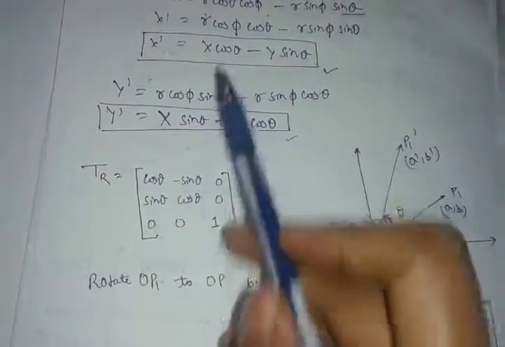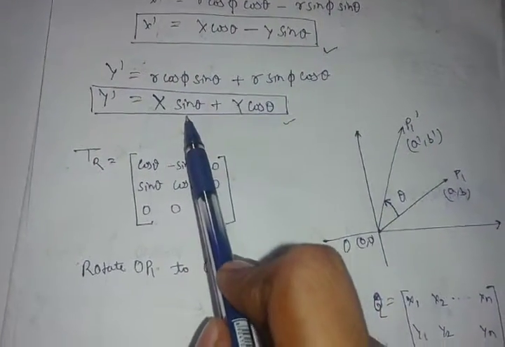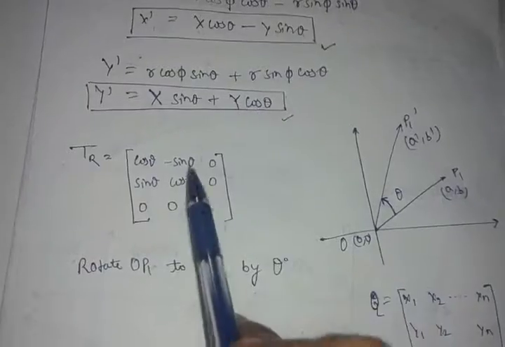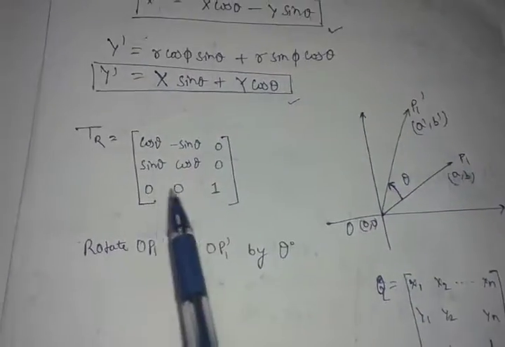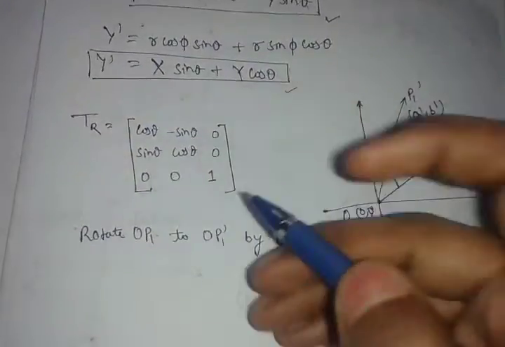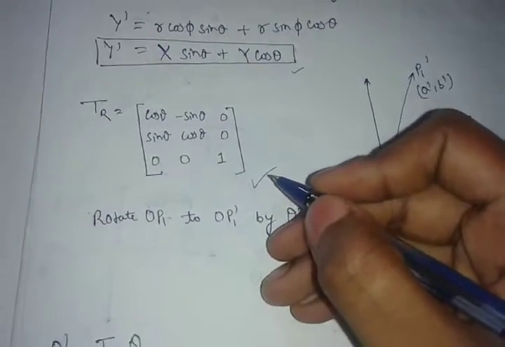That will be x part of this and y part of this. Again, in the second row, x part of this and y part of this. Other columns are 0, and the last row is two zeros and 1. So you need to remember this matrix. This is the rotation matrix for the transformation.